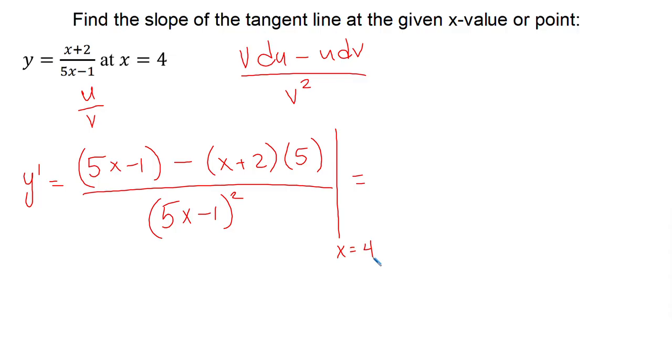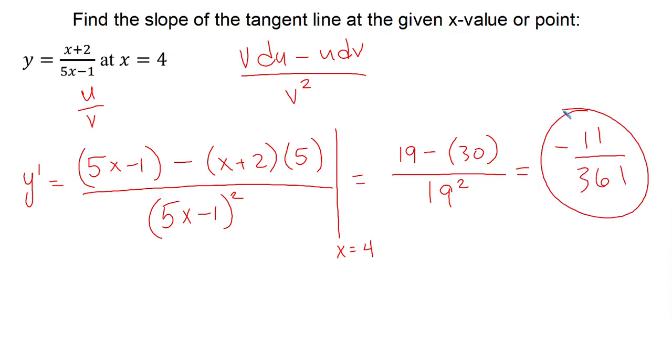So 5 times 4 is 20, minus 1 would be 19. And then we're going to subtract from that 4 plus 2, which is 6, times 5, which will be 30. And in our denominator, we're going to have 5 times 4, which is 20, minus 1, it's 19, 19 squared. So 19 minus 30 is negative 11, and 19 squared is 361. And that should be our final answer there for number 3.